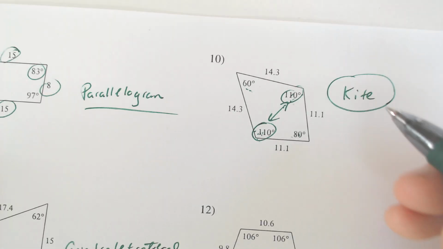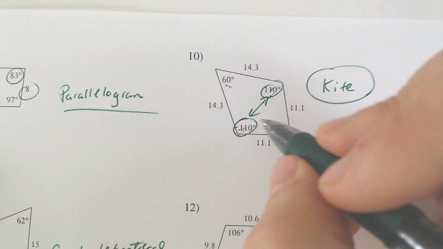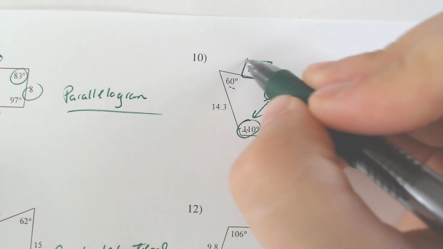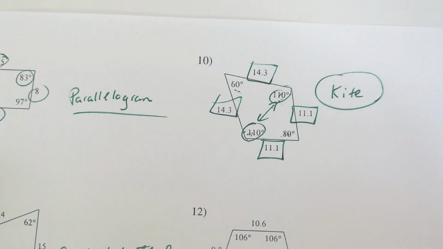Well, are we sure that 10 is a kite then? This one is a kite because look at the sides. These two sides are equal, and these two sides are equal. So this was, in fact, a kite.